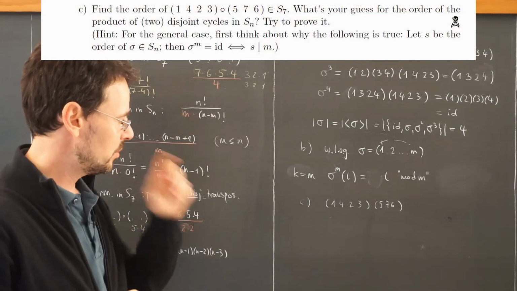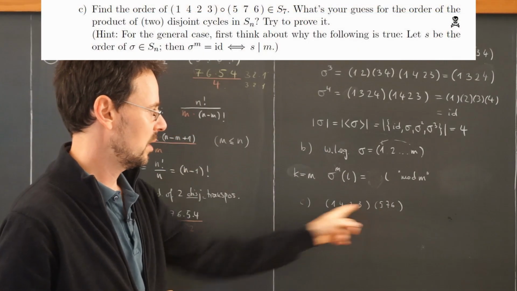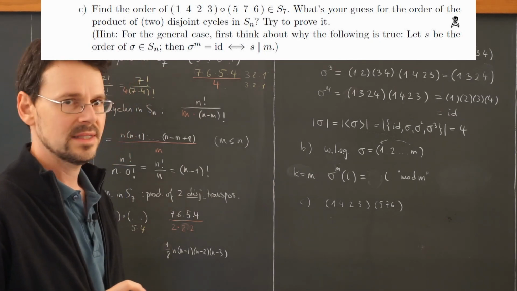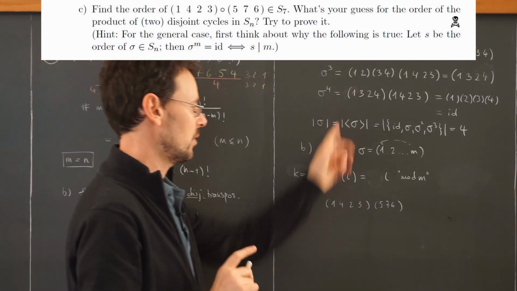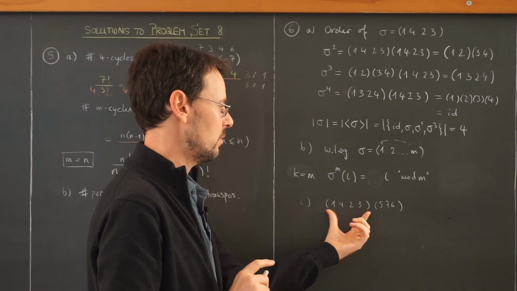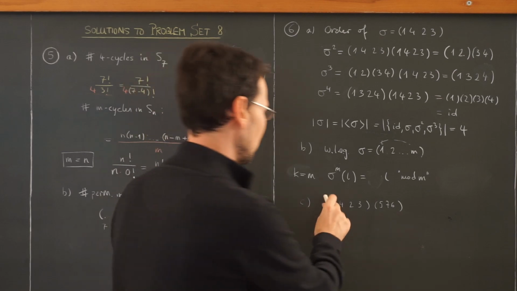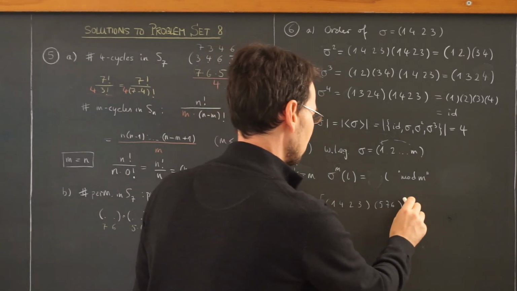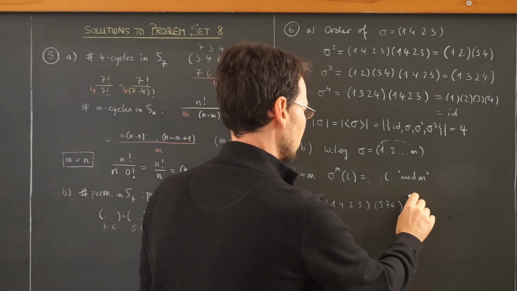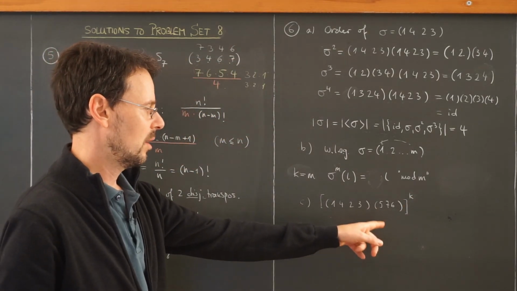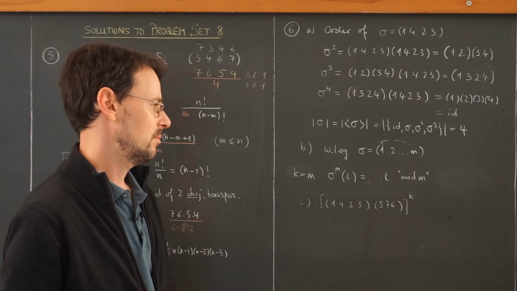All right. So in part C, we are supposed to find the order of this product of two disjoint cycles in S7. Now we just learned this here has order 4, this here has order 3. And we are looking for the smallest natural number such that the kth power of this here becomes the identity.